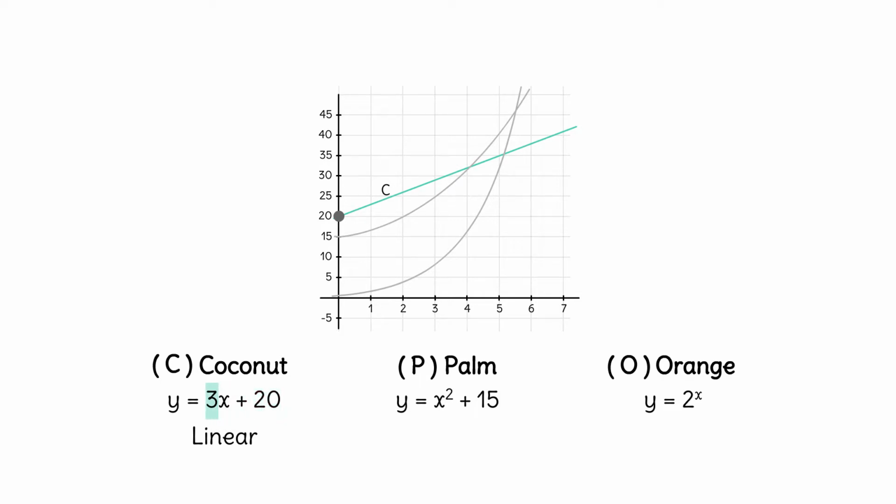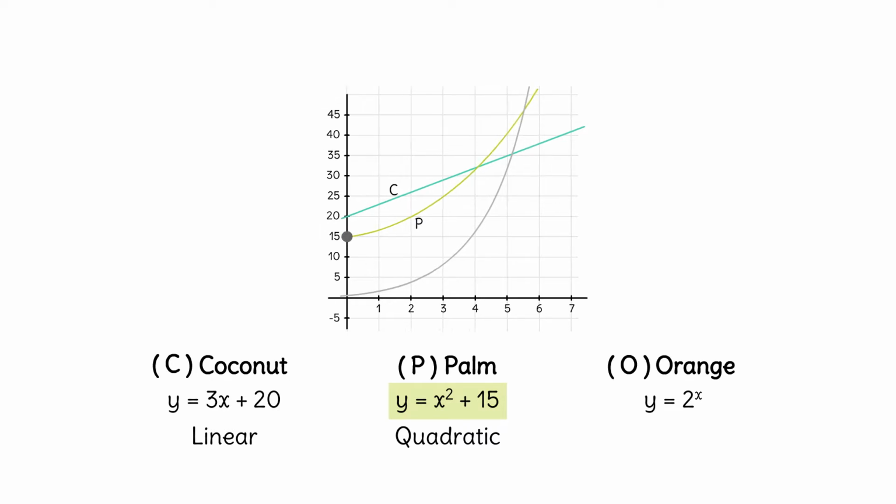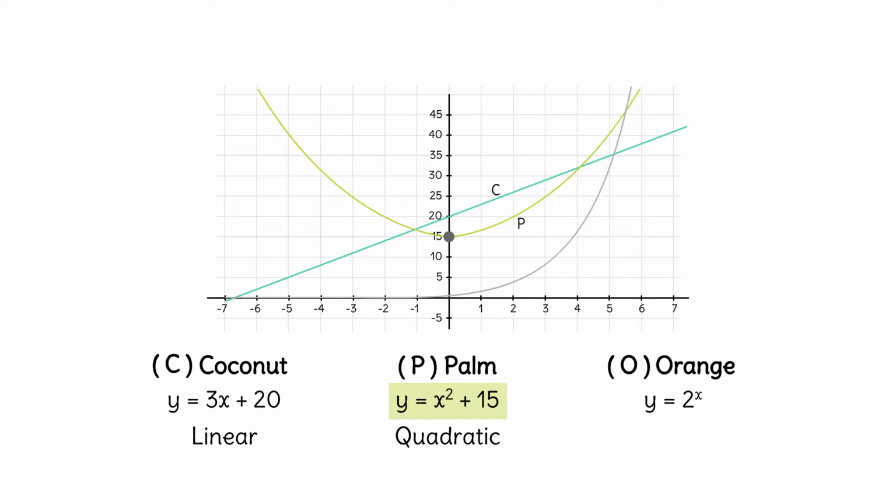turtles per year. Now let's look at the equation for Palm Island. Y equals x squared plus 15 is a quadratic function. It has a vertex at 0, 15. If we zoom out, we can see that this function has the classic symmetry that is typical of a quadratic. As x increases, an increasing quadratic function will always surpass a linear function.